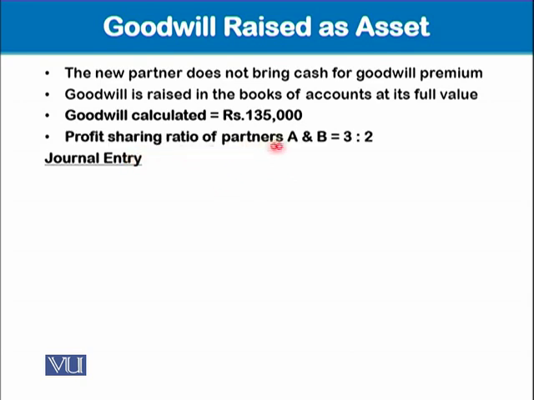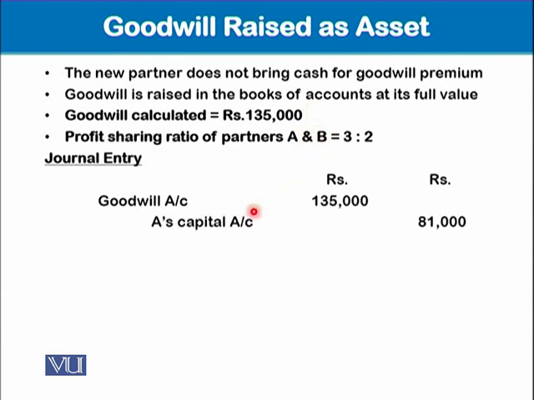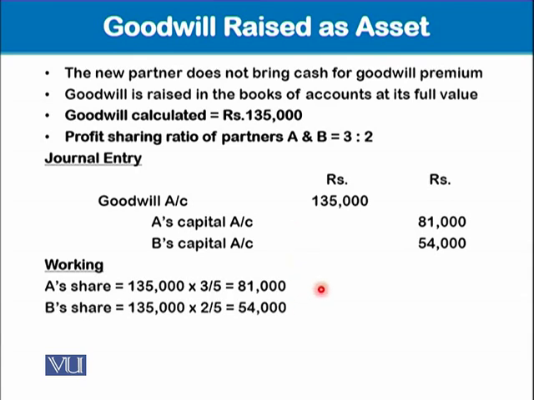Well, the profit sharing ratio is 3:2. So the journal entry would be that goodwill account is debited with its full amount, and old partners' capital accounts are credited in their old profit sharing ratio. So goodwill shall become our asset by debiting goodwill account with 135,000, and a credit will be given to the old partners in old profit sharing ratio. This is how we worked it out.